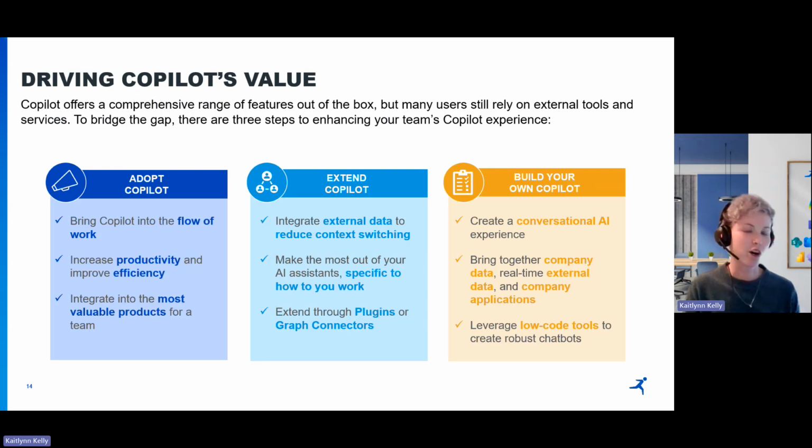So when we turn back to Copilot for Microsoft 365 and how we make the most of it, there are three key pillars to success. The first is adoption. We need to know the baseline tool, bring it into the flow of work, and understand the use cases. Once we've done that, we can look at extending. What additional data can we bring to the table through graph connectors and plugins? And then we look at how we can use tools like Copilot Studio to bring in other business data and build our own copilots.